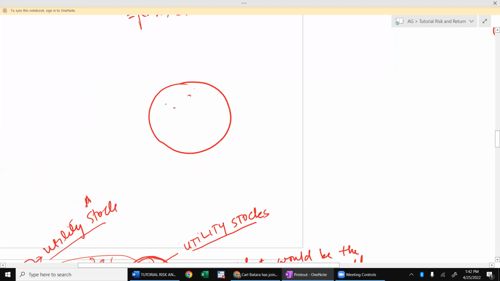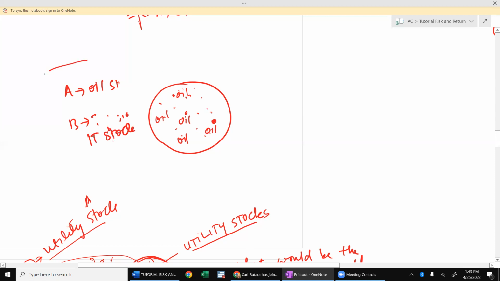Let's say the majority of the stocks are utility stocks, maybe oil. The stocks of Shell and some others, the majority of the stocks you can see are oil stocks, right? So if you want to add A, and that is also an oil stock, and B is, let's say, Top Glove, or any other that is not an oil stock, something like an IT stock. Okay, so this is the situation.